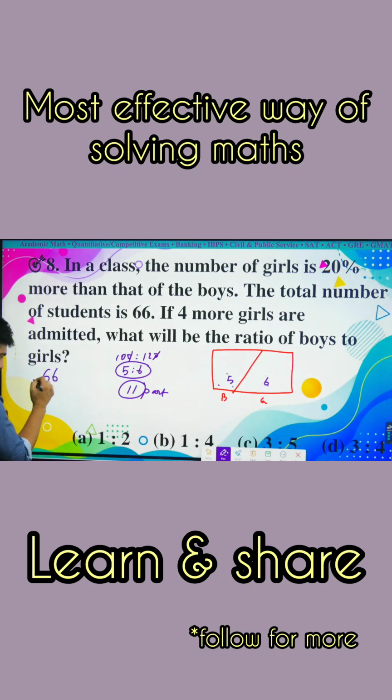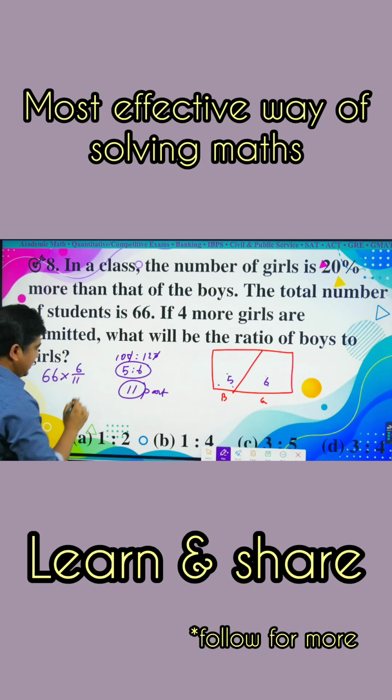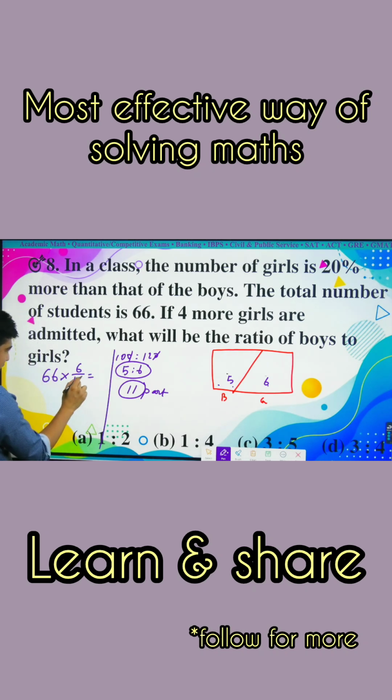Total students 66. Boys is 5 parts out of 11 parts. So we get the value: 6 for 11, 11 for 6... 6 for 6, 36. So out of 66 students, boys is 36.